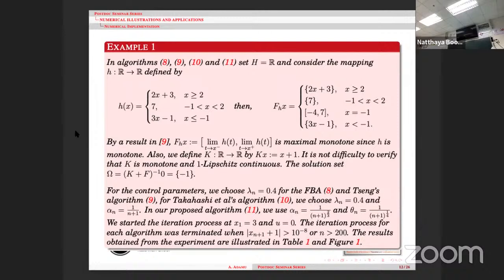The last case is when x is less than minus 1, we'll have K plus F, this will be 4x, right? For x less than minus 1. So our problem is to find a point u such that zero will be in K plus F of u. So now look at this set. Is zero here? For any x greater or equal to two, we don't have zero in this set. Same for this set. But if x is equal to minus one, we have zero in this set. So that is why we say the solution set is the singleton minus one. This was how we got the solution.